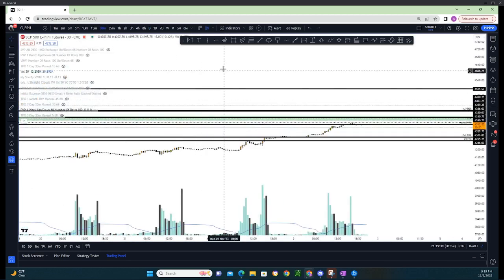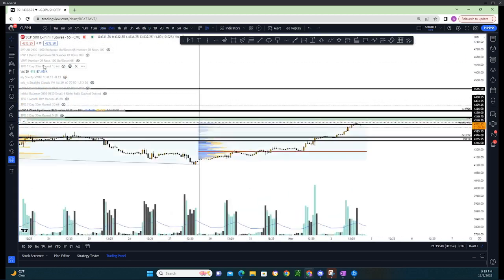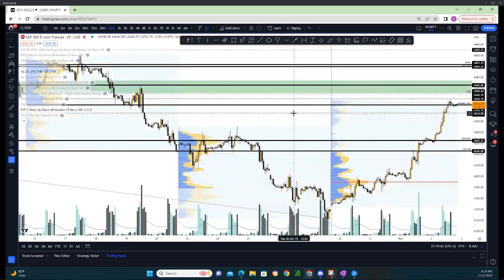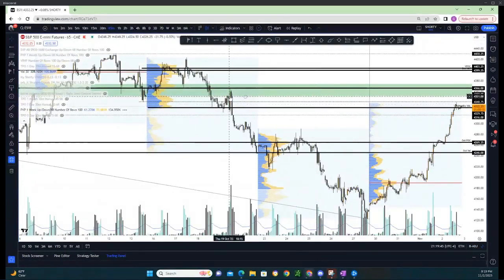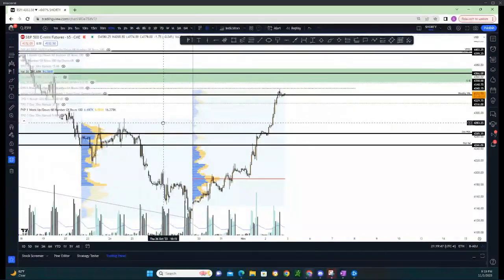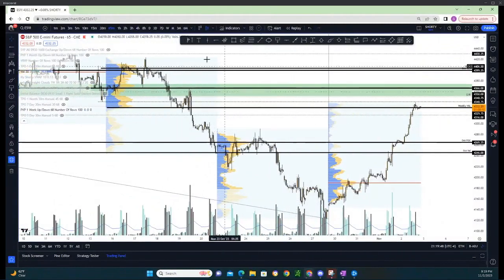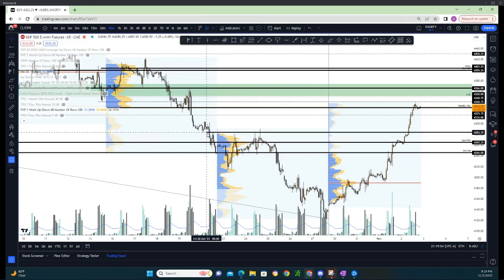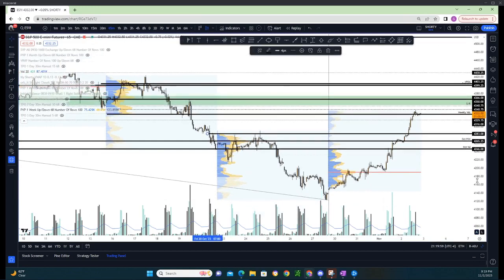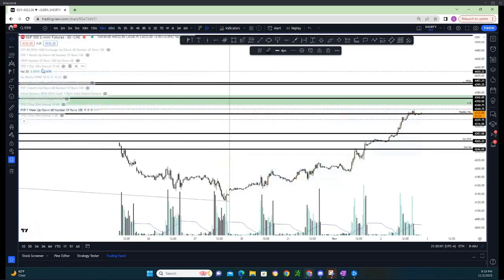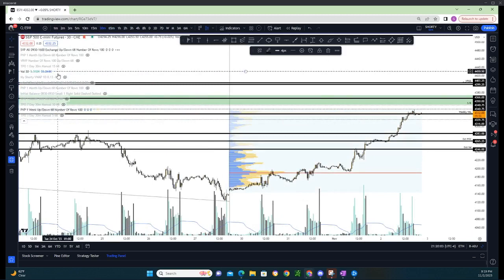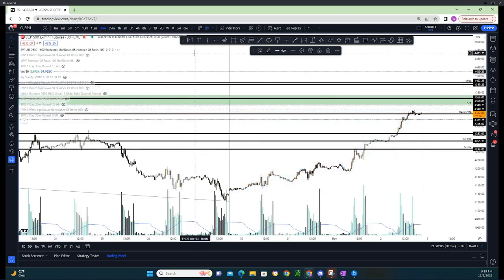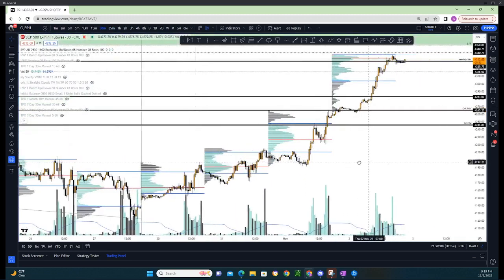Okay, let me make sure I mark the POC here for a second. Yep, so there's some high volume nodes sitting here. And then the last piece is that we look at the dailies and see how we progress day to day, so that way you understand what is actually happening.